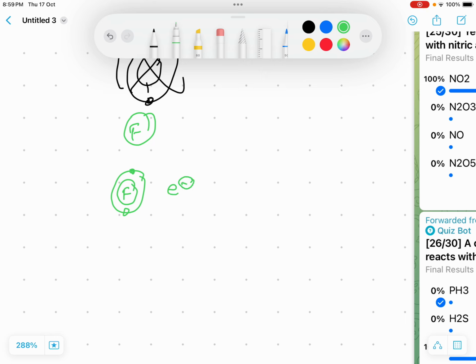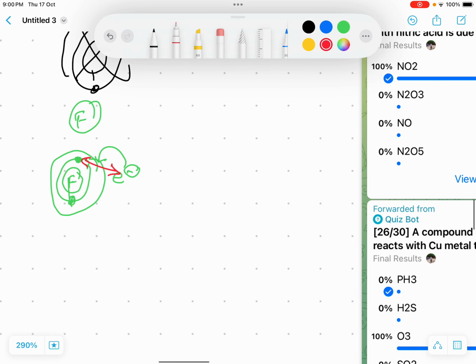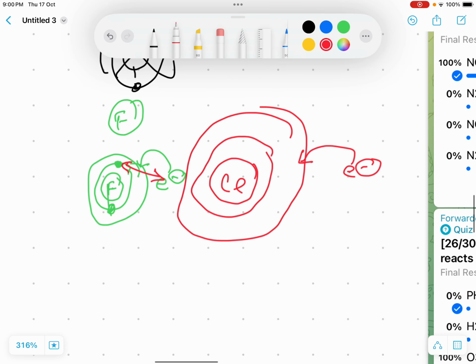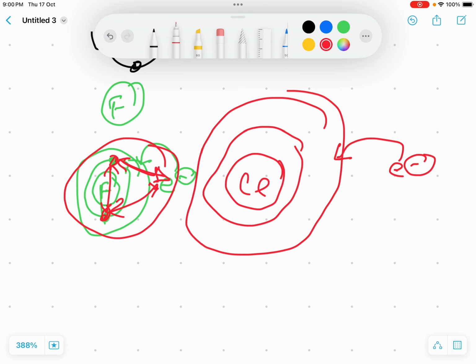of the fluorine atom is so small that, due to the repulsion between the inner electrons, there is a repulsion between this electron and this electron. So chlorine, being bigger in size, has one extra shell. Chlorine being bigger in size can easily have affinity for electrons due to less repulsion between these bonded electrons. Fluorine atom is very small, so there is a repulsion between electrons.